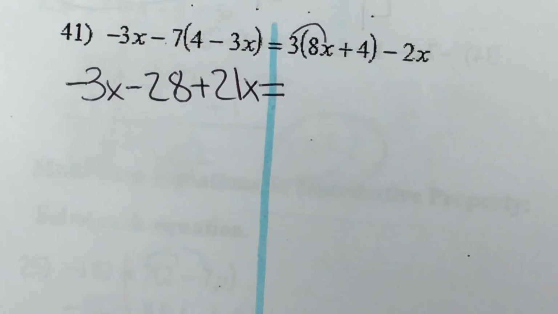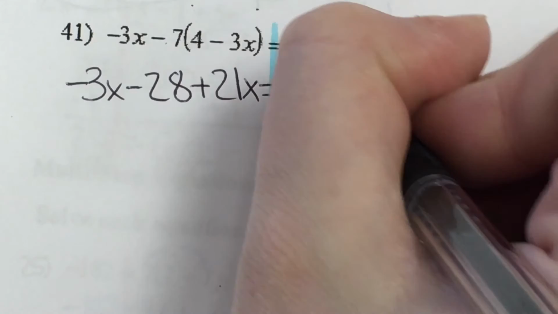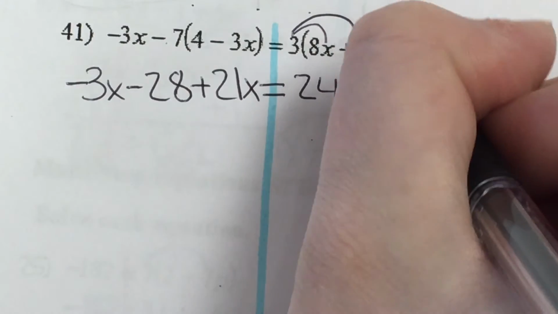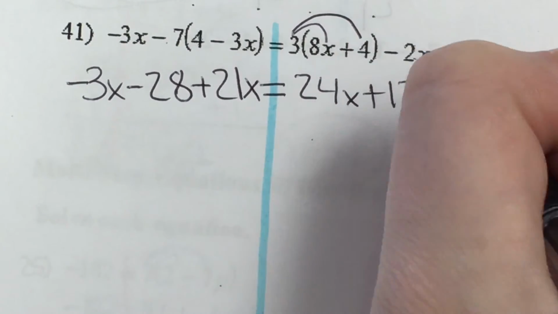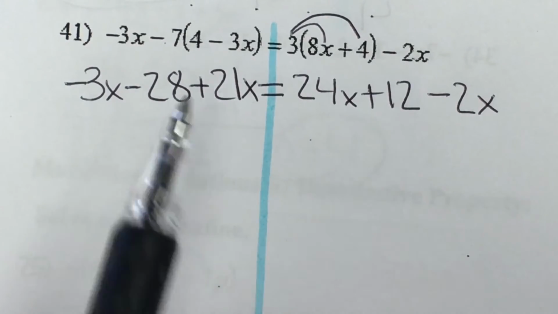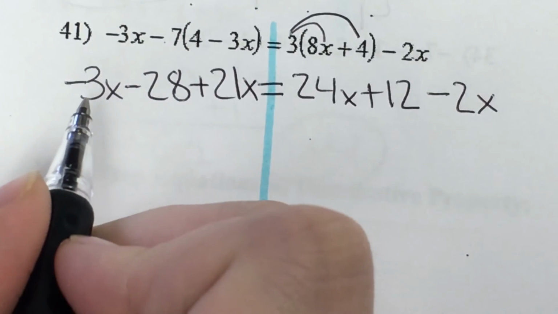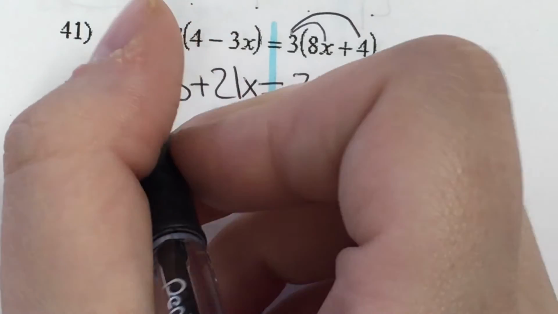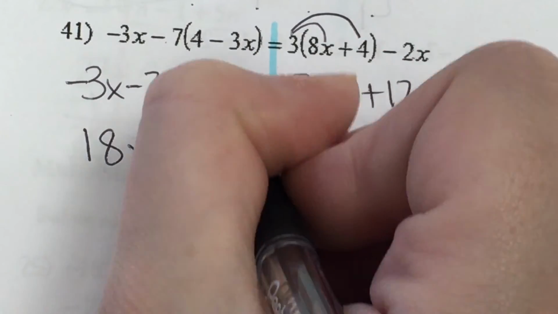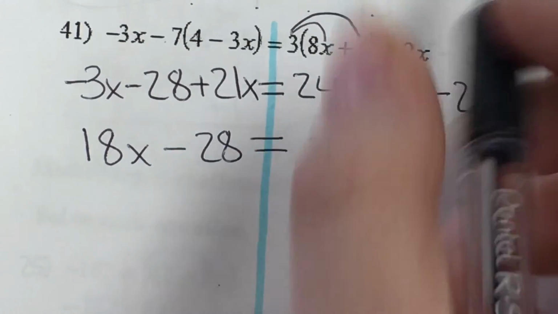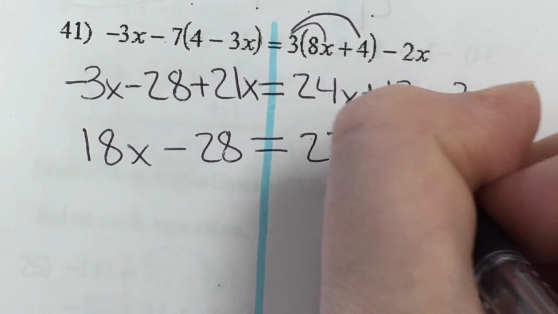3 times 8 is going to be 24x. Keep that a variable. 3 times 4 is going to be 12. And then this minus 2x, rewrite that, had nothing to do with distribution. Second step, combine like terms. And oh yeah, I'm definitely going to need to combine some like terms on the left side and the right side. So we've got -3 plus 21, so that's going to be 18x minus 28 equals, and then on the right side, 24 minus 2. Both have an x, so 24 minus 2 is 22x plus 12.